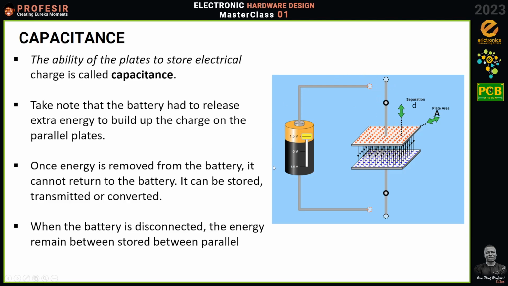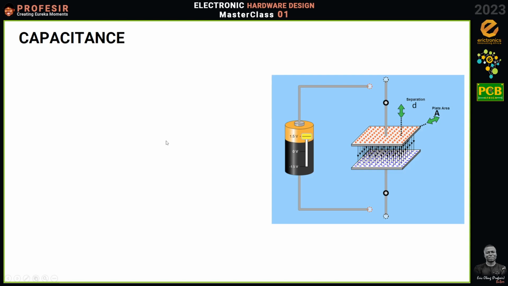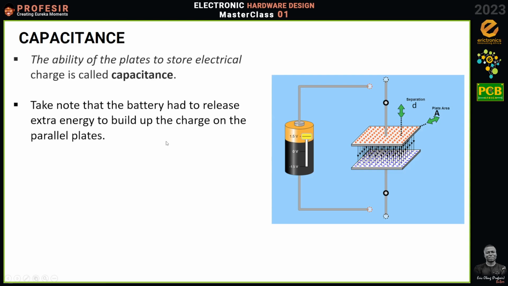Remember, the battery had to release this energy to be stored between the plates. So if we take the battery away, if we disconnect it, as you can see here, that energy gets stored between the plates, and in fact, the energy will keep being stored within the plates. Is that okay? Like I said, the ability for the plates to store this electrical energy is what we call capacitance.